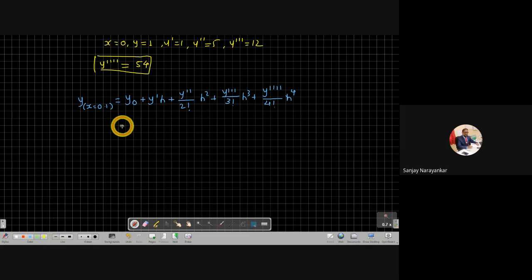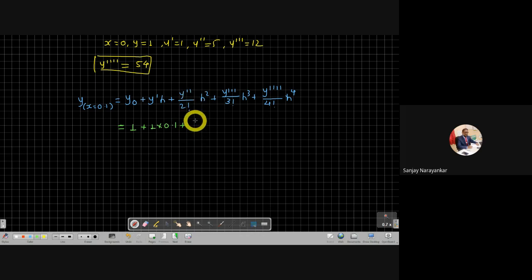So let us substitute all the values. What's the value of y0? 1. Y dash 1 into h is 0.1 plus, generally h value is given, right? Here it is not given, but the initial value is known to us and the final value is known to us. So we can find the difference between them, right? And that difference is nothing but h for the Taylor series, if it is not given.